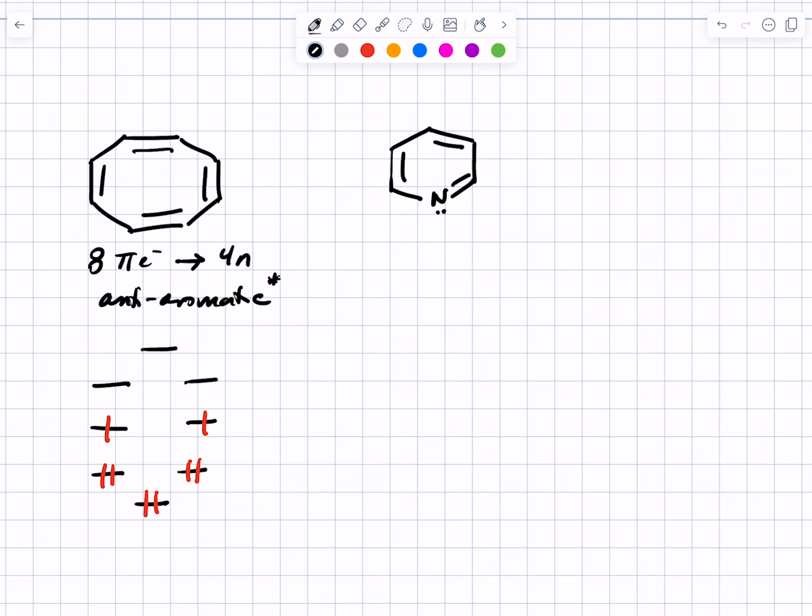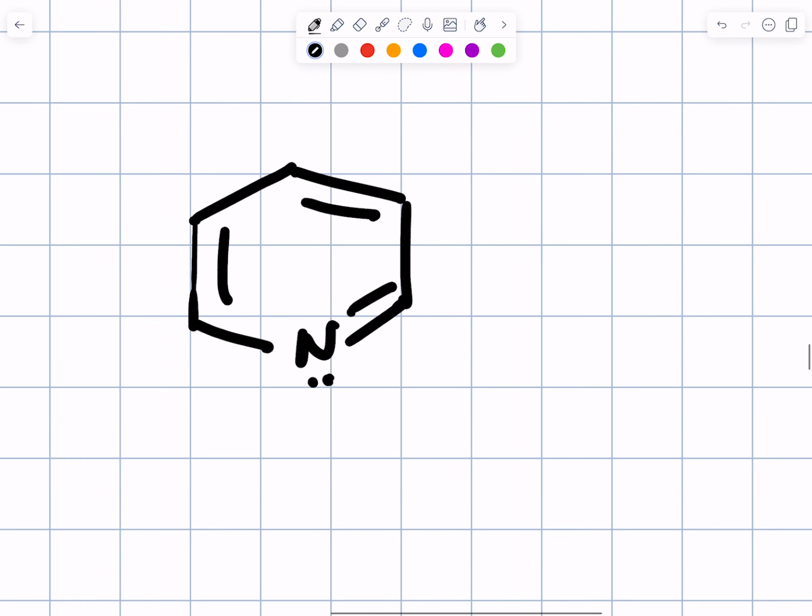You're not sure what to do with that lone pair on the nitrogen, are you? Does it count or does it not count? Now remember, in order to count, the electrons have to be part of the pi system. That means they either have to be in a p orbital or in a pi bond, but part of the conjugated pi system. So let's look at that nitrogen.